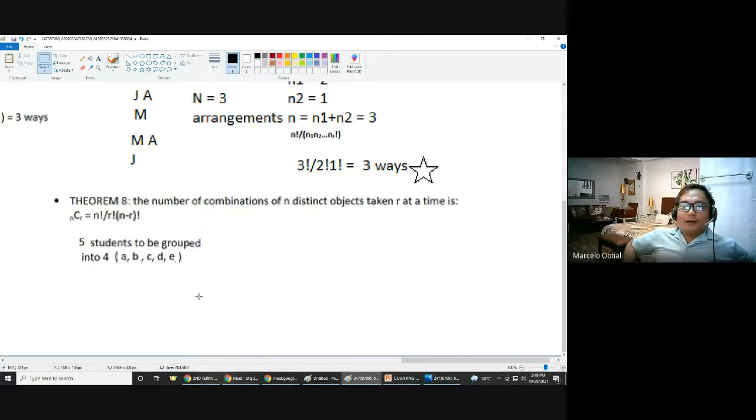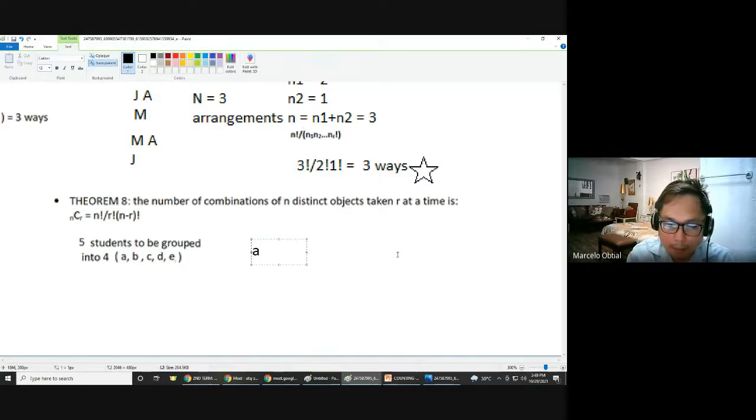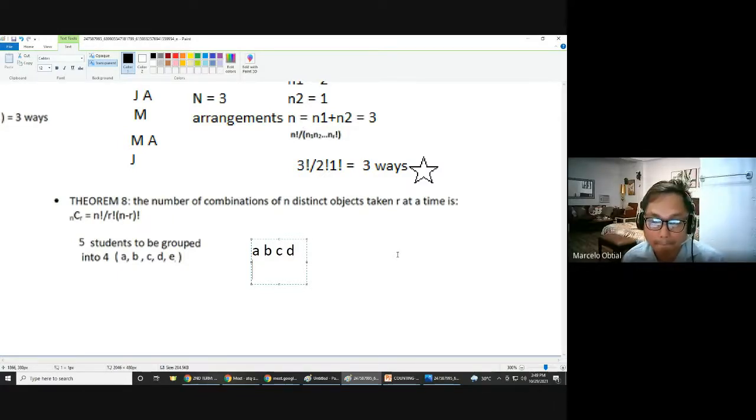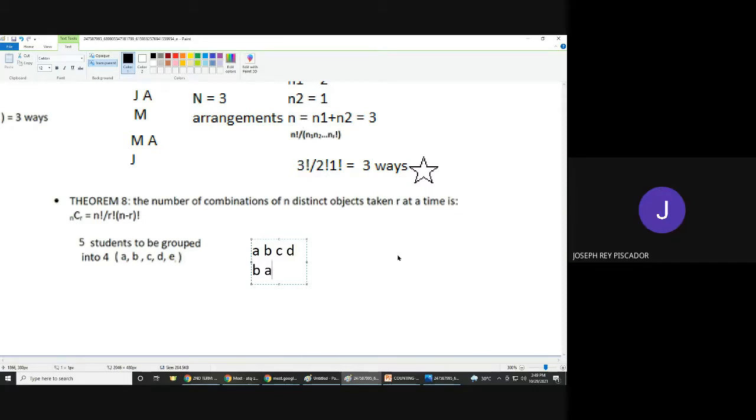So the question here, kung atin lang siyang titingnan ng yung grupo na tag-apat, ilan yung pwedeng magawa natin na grupo na tag-apat? So I will give you one. A, B, C, at saka D. That's the first group na pwede mo magawa. Ano pa kaya, Joseph? Okay lang mag-start sa B, sir. Oh, sige, B. B, A, C, D.